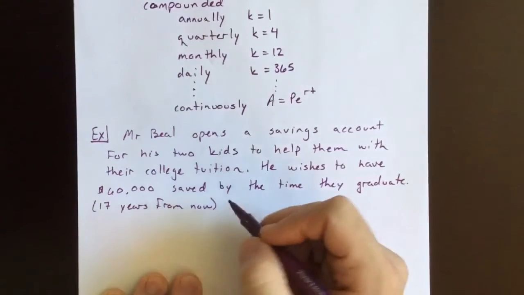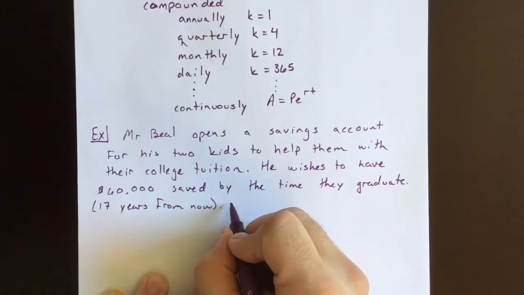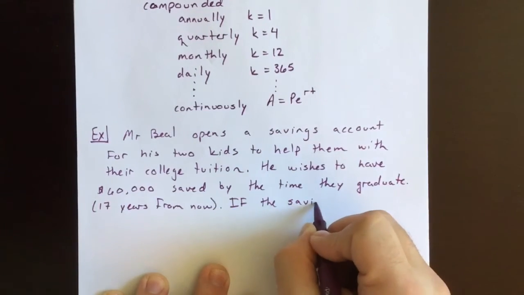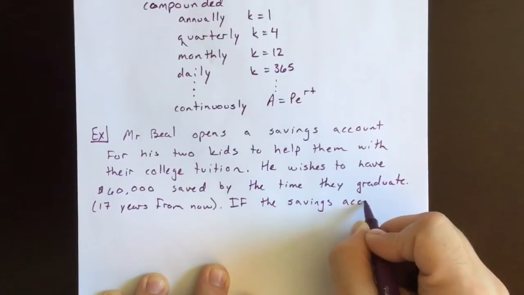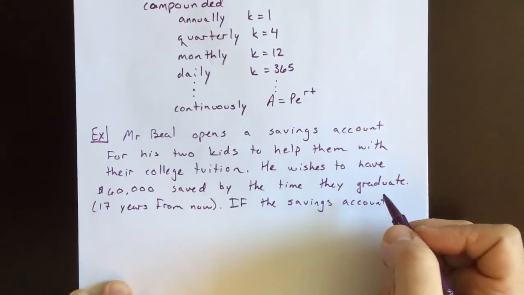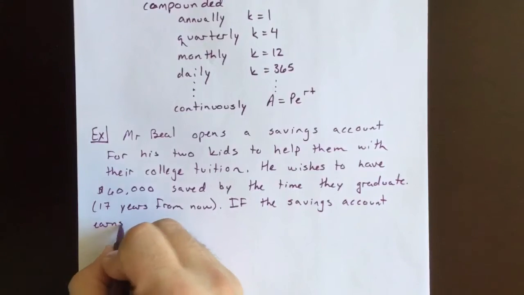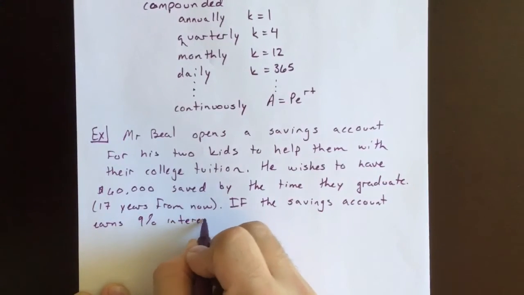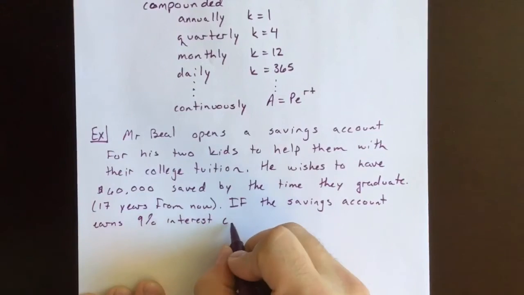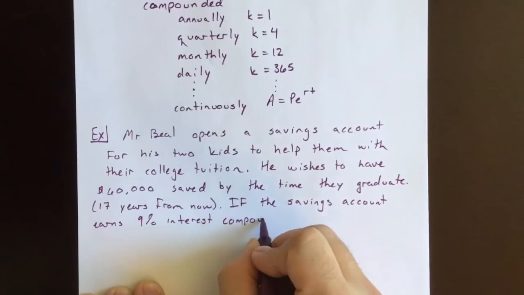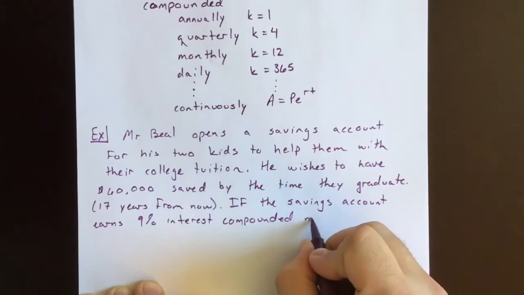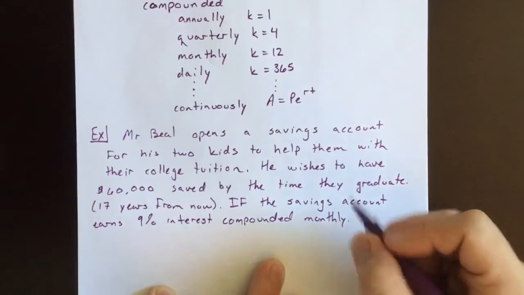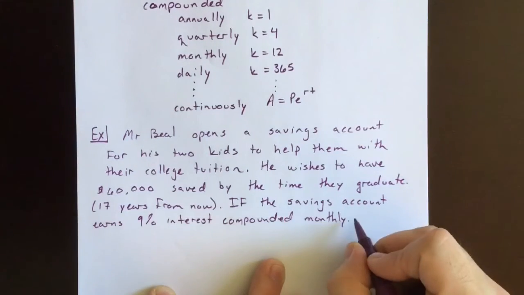So that's going to be important here in a little bit. If the savings account that I'm looking at earns 9% interest, compounded monthly, how much should I deposit initially?